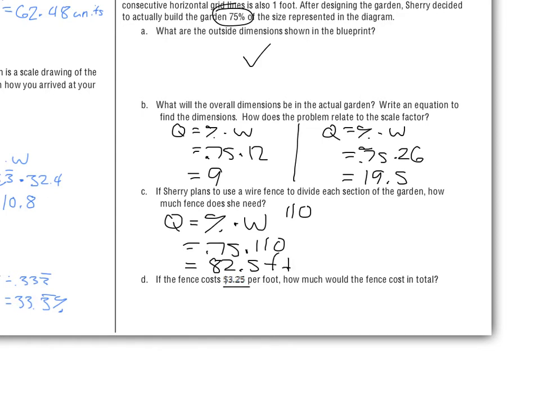Now it's $3.25 per square foot, so that's going to be $3.25 times 82.5. Find my total cost, and that's approximately $268.13.